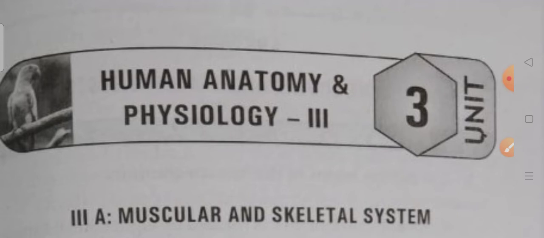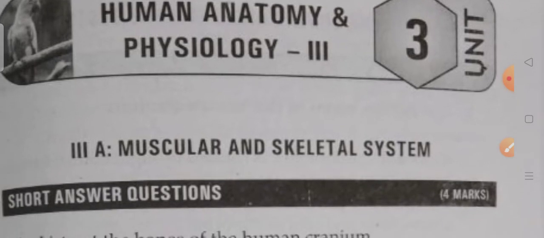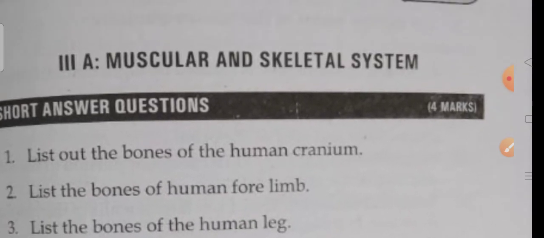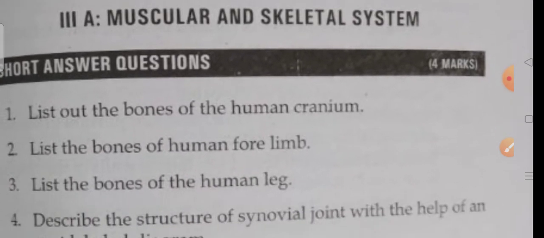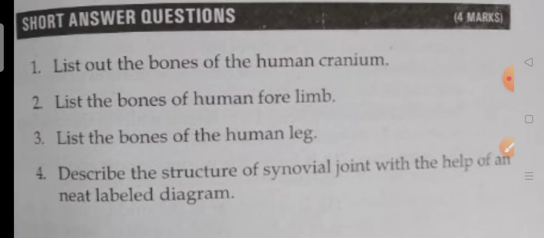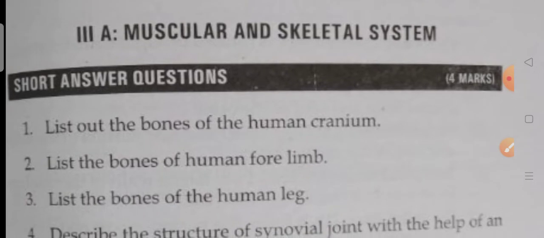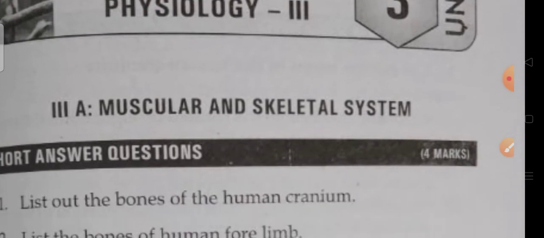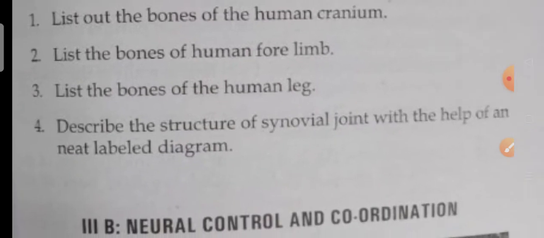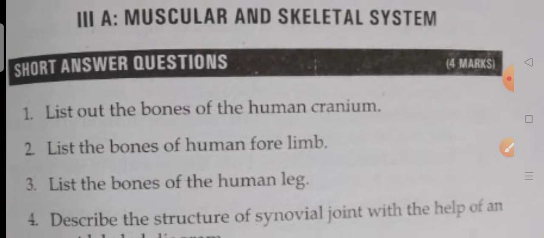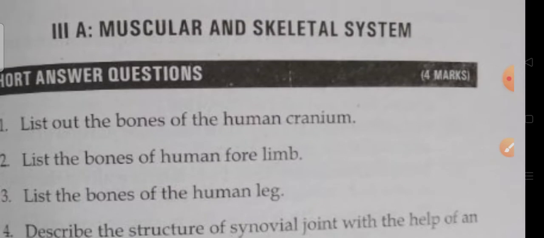We already know that all the units are divided into two partitions. In the same way, the third unit is also divided into two partitions: the first, 3A, muscular and skeleton system, and the next one, the neural control and coordination. Let me see the first, 3A. The third unit is named Human Anatomy and Physiology 3: muscular and skeleton system and neural control and coordination. This entire unit is related to the musculoskeletal system. It's clear now? So let me see the important questions in unit 3A.